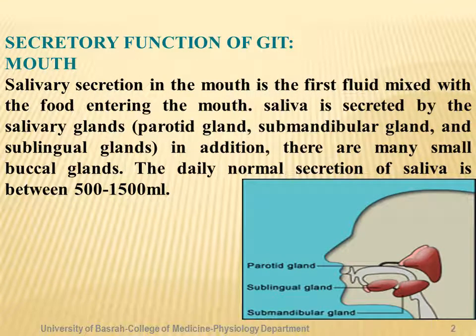Now, the salivary secretion in the mouth is the first fluid mixed with the food entering the mouth. Saliva is secreted by the salivary glands. We have three types of salivary glands: the parotid gland, submandibular gland, and sublingual glands. In addition, there are many small buccal glands. The daily normal secretion of saliva ranges between 500 to 1100 milliliters per day.